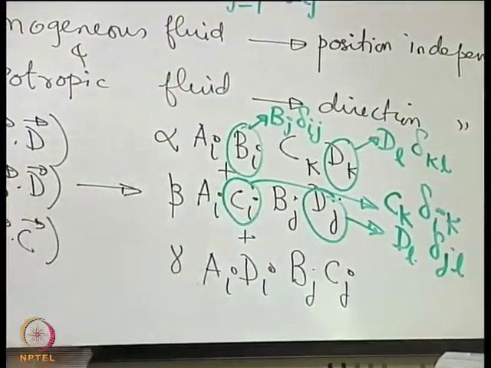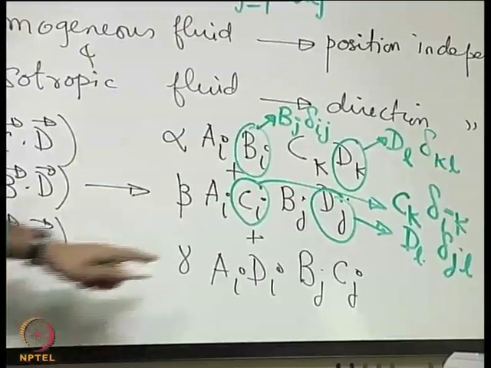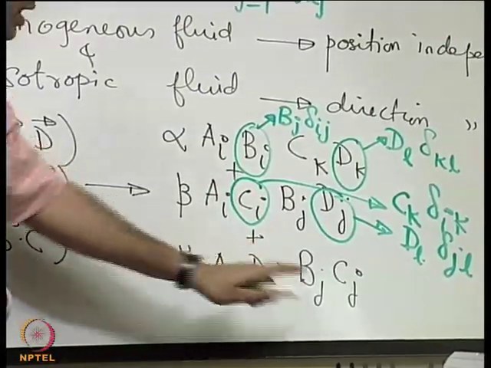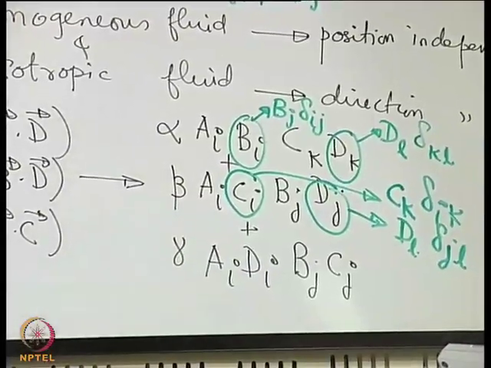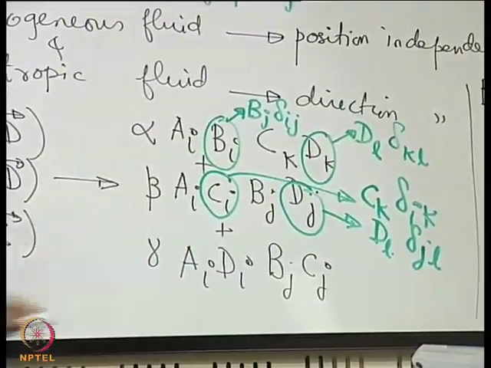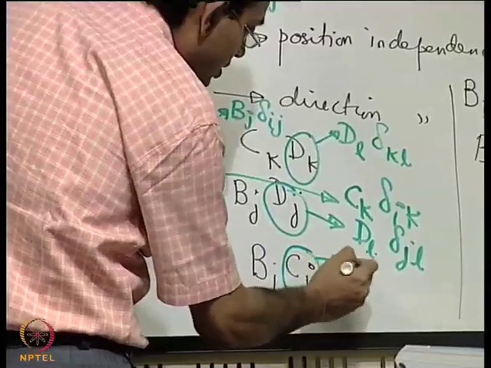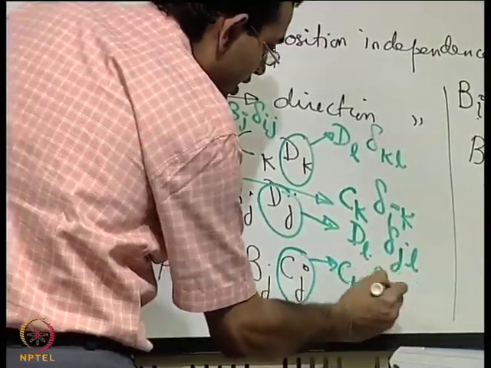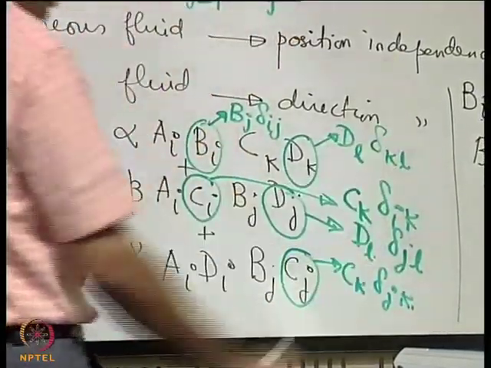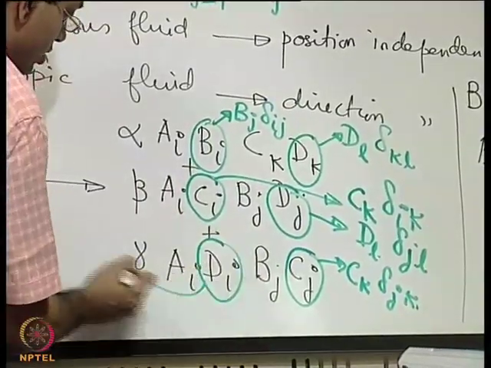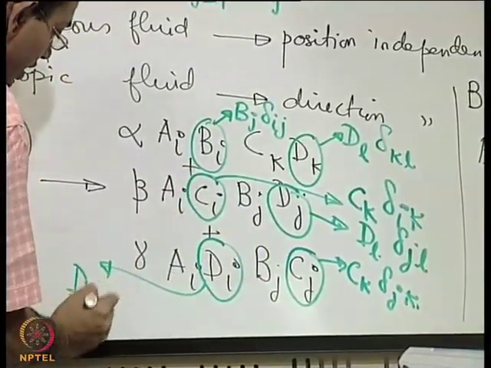Similarly, the third term, you have A_i, you have B_j, then you want C_k. So, C_j will become C_k delta_jk and D_l into delta_il.